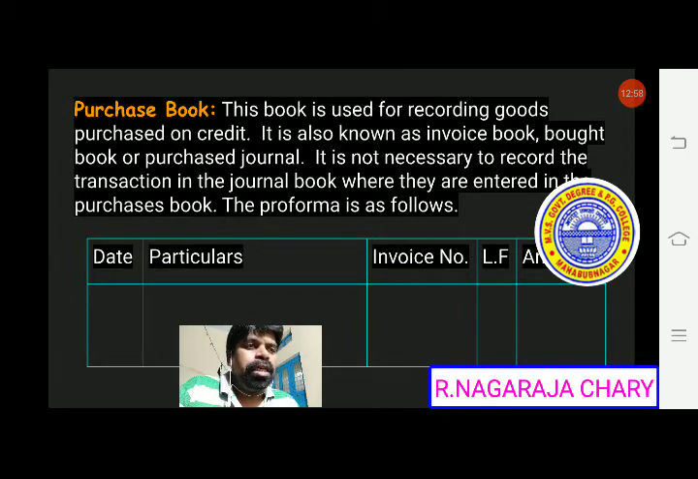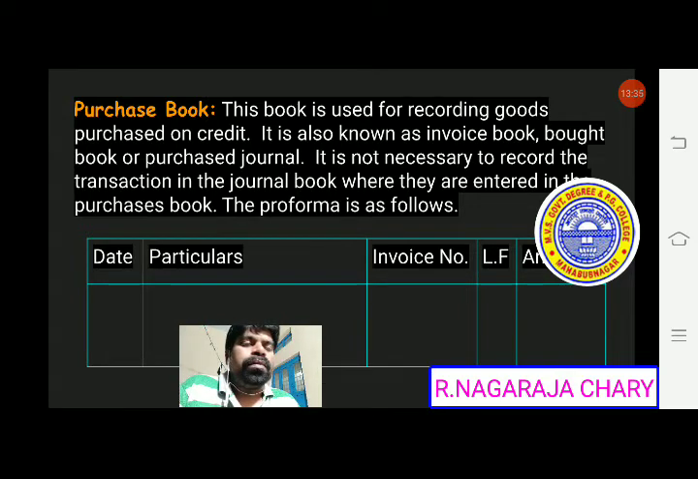That is why in the purchase book, one of the subsidiary books, all the credit information is to be recorded. Only credit information is to be recorded. Whatever material or goods we purchased on credit basis, that information is to be recorded in this book. If it is purchased on cash basis, you need not write it in this book; you have to write it in a separate book.